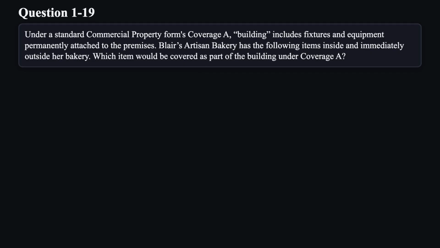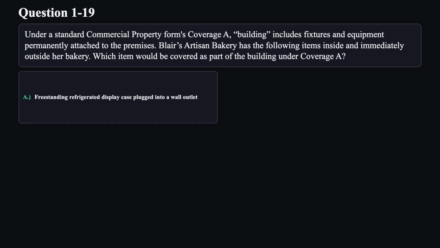Question 19. Under a standard commercial property form's coverage A, building includes fixtures and equipment permanently attached to the premises. Blair's Artisan Bakery has the following items inside and immediately outside her bakery. Which item would be covered as part of the building under coverage A?